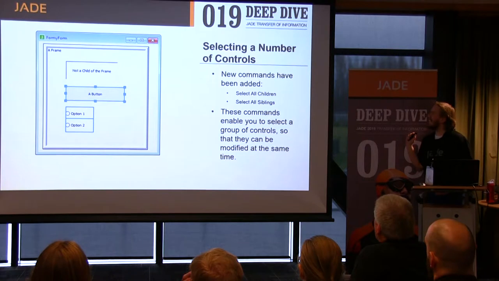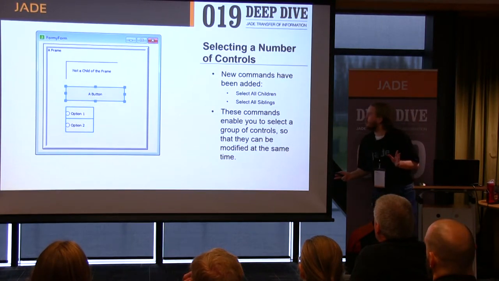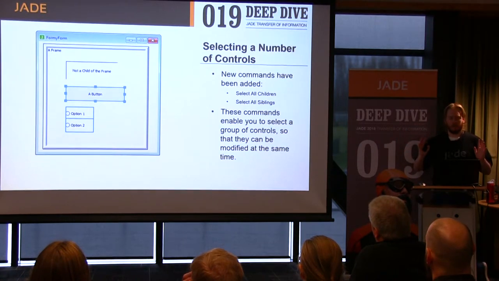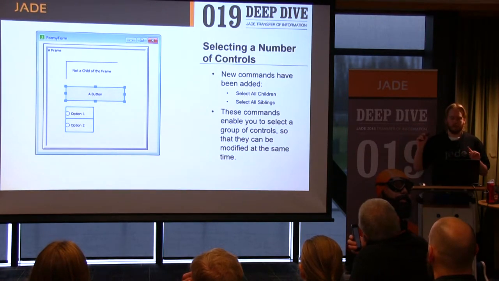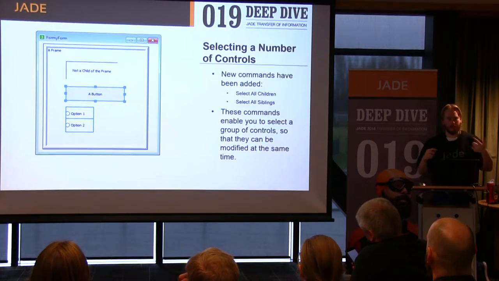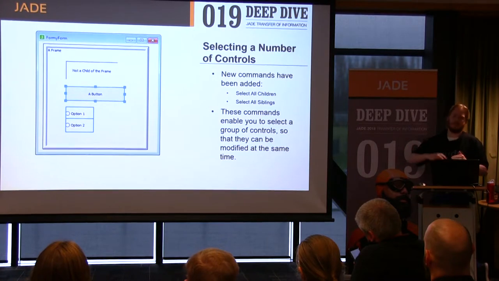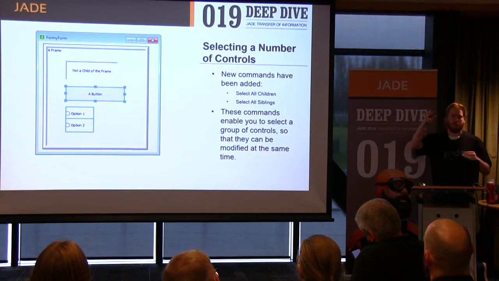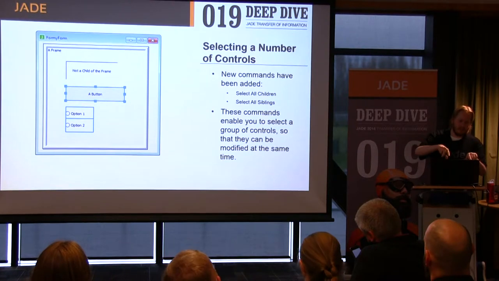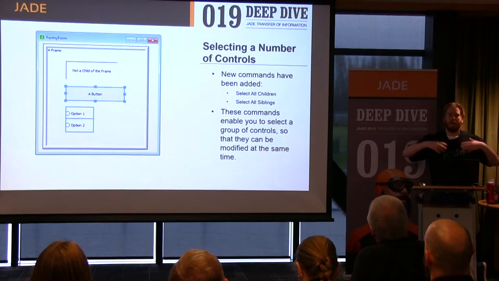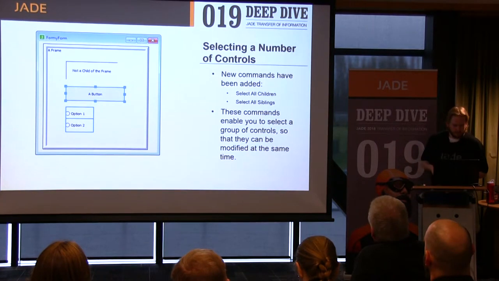Next of all, selecting a number of controls. If you have, say, a parent control selected, you can now use this new select all children command. It will just select all of the children of that parent. The other one is select all siblings, which again, if you've got a child control, is going to select all of the other children of the parent. For select all children, it's going to deselect the parent, but for select all siblings, it's going to be this control and all of the other siblings.